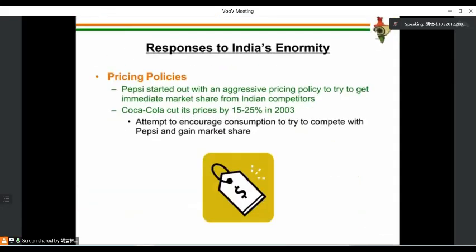And for the pricing policies, Pepsi started out with an aggressive pricing policy in order to get immediate market share from other Indian competitors. Like I said just now, there are a lot of soft drink companies in India, and they have their own advantages. So the competition can be very stiff. And Coca-Cola cut its price by 15 to 25% during the year 2003. Coca-Cola did this in order to encourage consumption and also try to compete with Pepsi. And they wanted to gain much more market share from Pepsi.